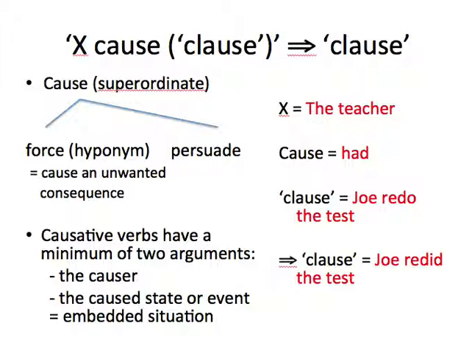And causative verbs have a minimum of 2 arguments. You have to have the causer, and then you have to have the caused state or event, and that's the embedded situation, the embedded clause. So if you look at a sentence like, the teacher had Joe redo the test, the teacher is the first argument, then the cause, had, and the embedded clause is Joe redo the test. And that embedded clause is the same as the entailment, which is Joe redid the test.